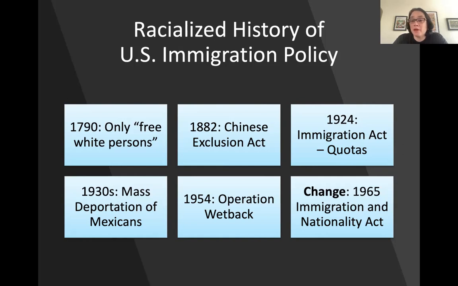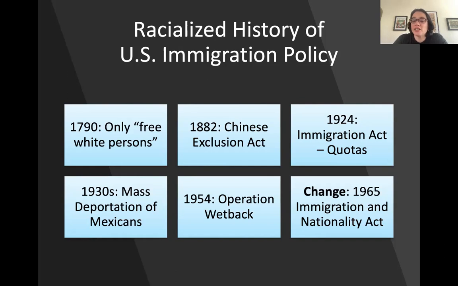It required members of the Communist Party in the United States to register with the federal government, and it allowed for the deportation of foreign nationals who were members of the Communist Party. So many of the people who were deported during this time period were deported under this law and under accusations that they were communists, and that's why they were being deported.